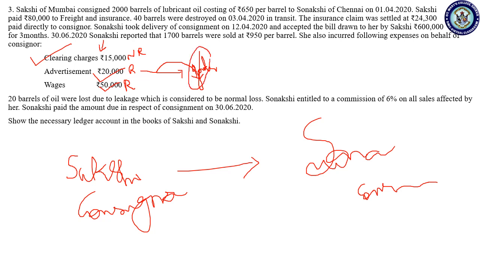Only one item takes place at the gate, that is clearing charges. Then two items come after receiving the goods. So only 15,000 is the non-recurring and the remaining is recurring. You just note it down: non-recurring is clearing charges; advertising and wages are recurring expenses.